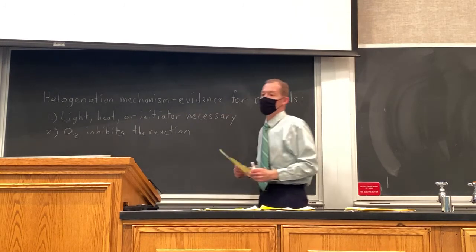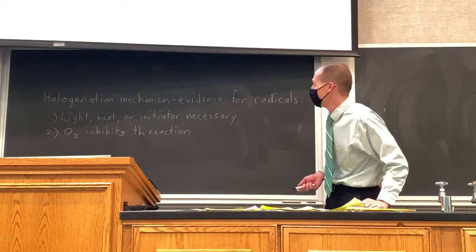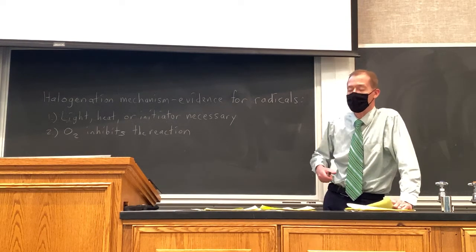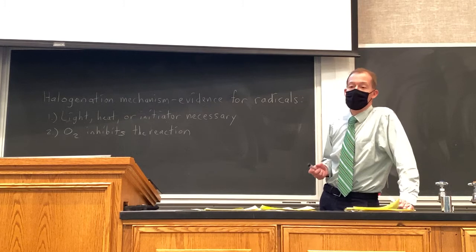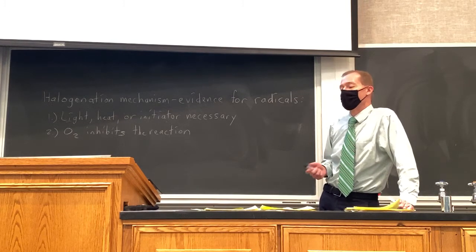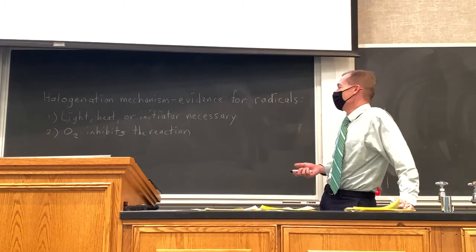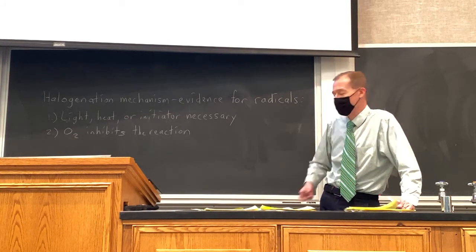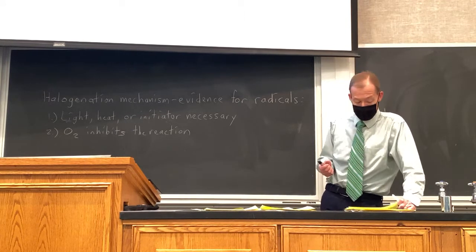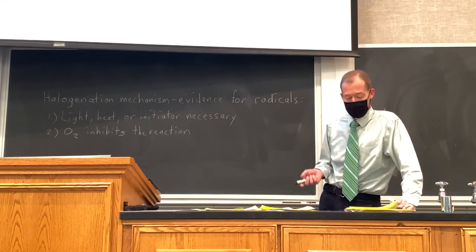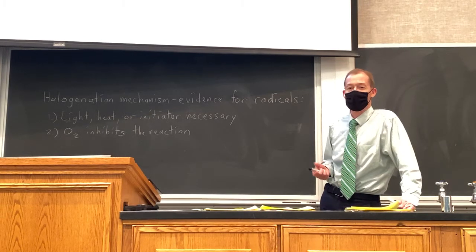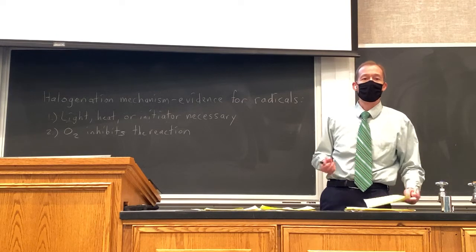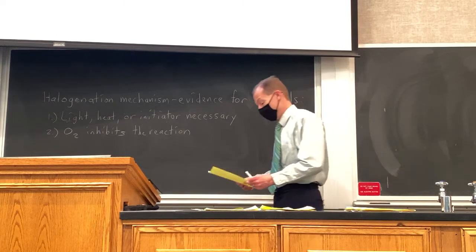The second piece of evidence for a radical mechanism is that oxygen inhibits the reaction. In our next lecture, which will be the final regular lecture of the semester, we'll talk about how oxygen can function as a radical scavenger. We introduced the term radical scavenger in our last lecture. It's a species that reacts with a radical intermediate to form a more stable and less reactive intermediate. So if oxygen inhibits a reaction and does not allow the desired products to form, that is very strong evidence that the reaction involves radical intermediates.